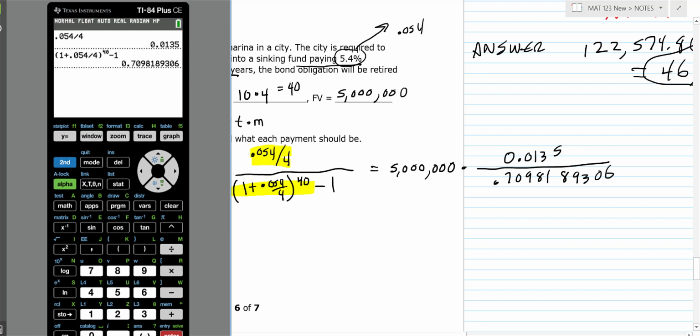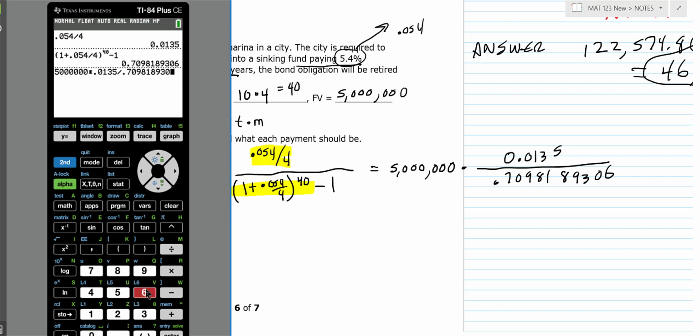All right, so I've got everything in the formula. Now I'm just going to do this all together. I'll go 5 million times 0.0135, and then divide by that number in the bottom, 0.7098189306.